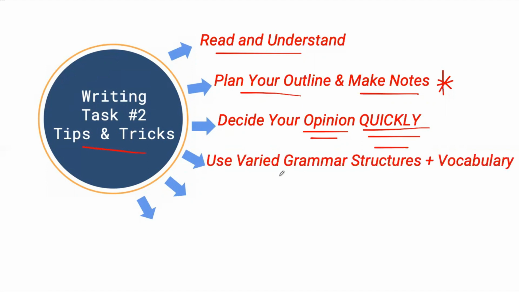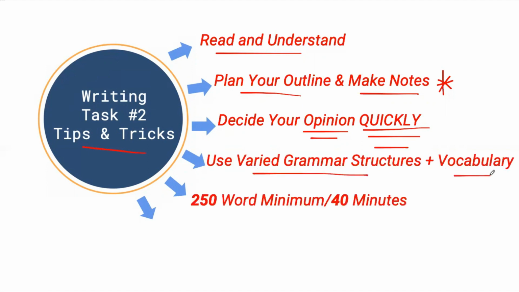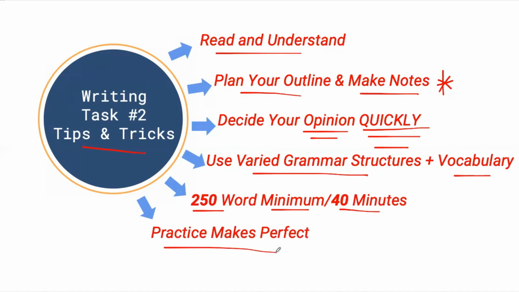Of course, you want to use varied grammar structures and vocabulary like we just talked about. And keep in mind, you'll have a 250-word minimum and more or less 40 minutes to do this section. Of course, this 40 minutes depends on how much time you allot to writing task 1 as well, but 40 minutes is a good way to go. And lastly, practice makes perfect. So don't expect to pass with flying colors the very first time.